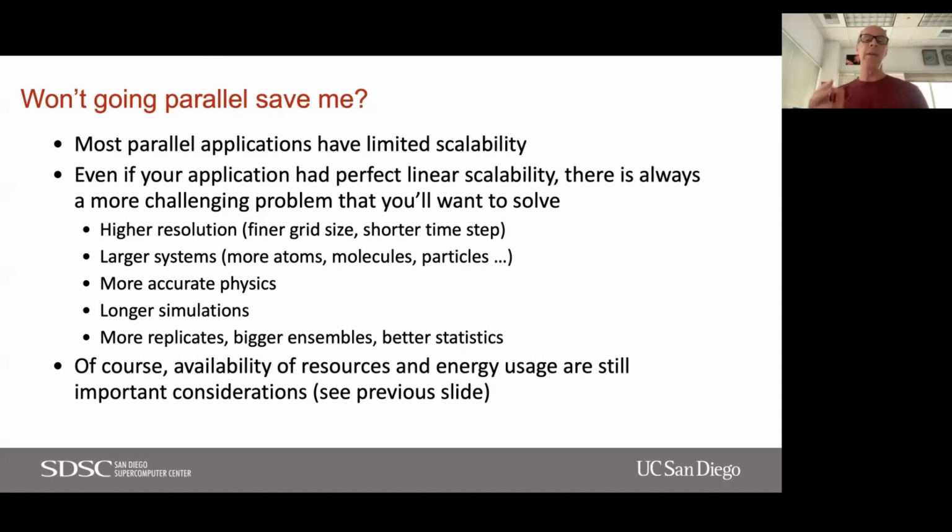And then also, even if your application had perfect linear scalability, there's always going to be something more challenging that you want to do. We want to go to higher resolutions, finer grids, shorter time steps. We want to simulate larger systems, say with more atoms, molecules, particles. We want to add in more accurate physics. We want to do longer simulations, or we might want to do more replicates, bigger ensembles, better statistics. So there are always going to be reasons that we want our code to be efficient. And of course, availability of resources and energy usage are still important considerations.